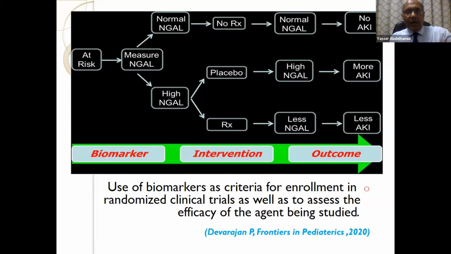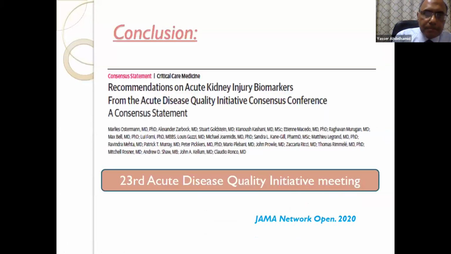This is how to design a study: according to normal patients, one group of normal, and according to high NGAL, patients with high NGAL receive placebo or intervention. This is somehow how to design what we need in more studies. In my conclusion, Mr. Chairman, I will come to the recommendation, leaving them as a conclusion.